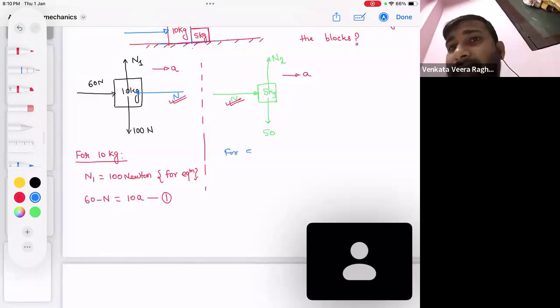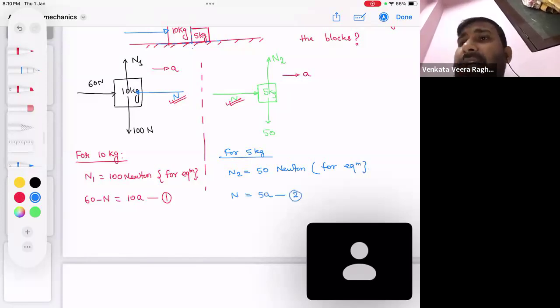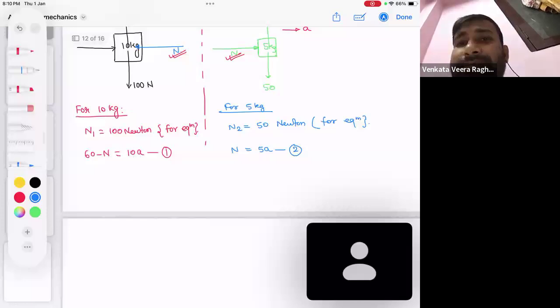For the 5 kg block, what can we write? Can I write N2 should be equal to 50 Newton again? Because of the equilibrium condition. And the second one, N should be equal to what? Mass into acceleration. That is our second equation. Now, if you look at equations 1 and 2, we can simplify and get our answer.